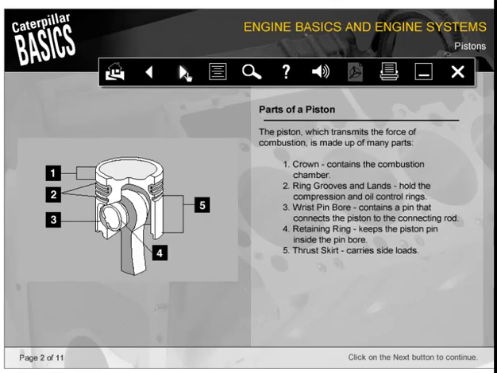The piston, which transmits the force of combustion, is made up of many parts. The crown, number 1, contains the combustion chamber. The ring grooves and lands, number 2, hold the compression and oil control rings. 3. The wrist pin bore contains a pin that connects the piston to the connecting rod. The retaining ring, 4, keeps the piston pin inside the pin bore. And 5. The thrust skirt carries side loads.